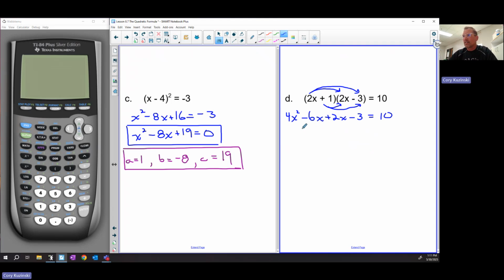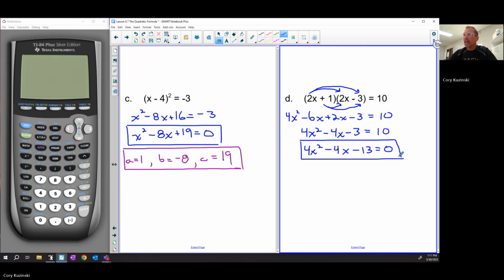Then we'll combine some like terms. On the left, we've got the negative 6x and the positive 2x that add up to negative 4x. That all equals 10. And then lastly, we have to subtract 10 from both sides. So we get 4x squared minus 4x minus 13 equals 0. Now that it's written in standard form, I can identify what a, b, and c are. A is this positive 4 right here. B is the negative 4. And C is negative 13.